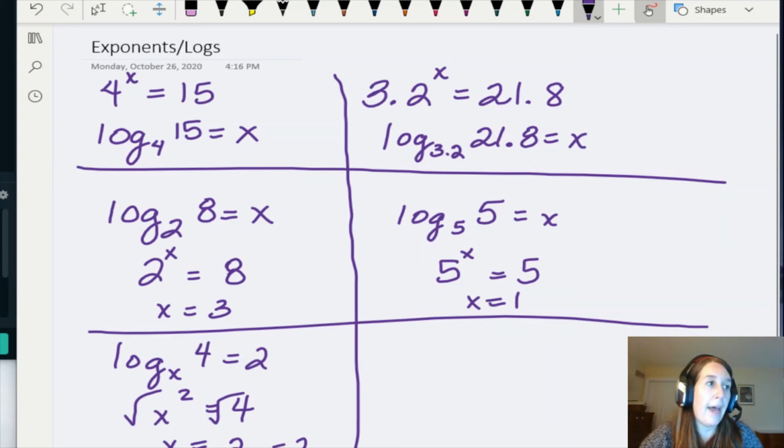Okay, however, the base of an exponential equation and a log equation cannot be negative, so our answer is only 2. Notice that originally that was the base there, okay?